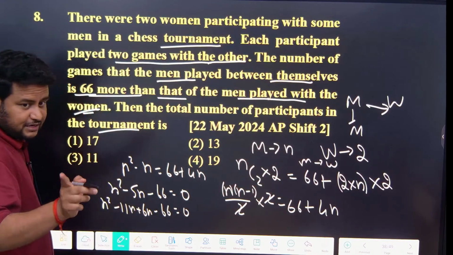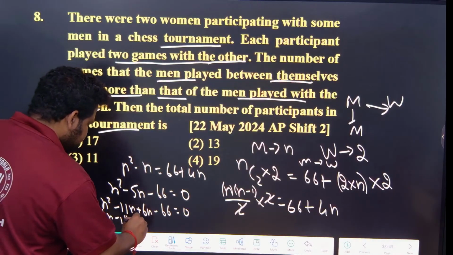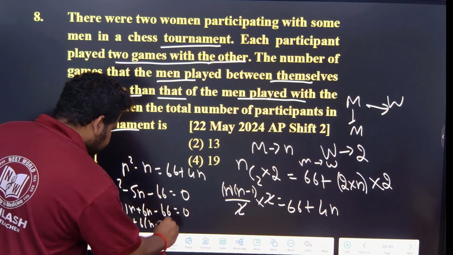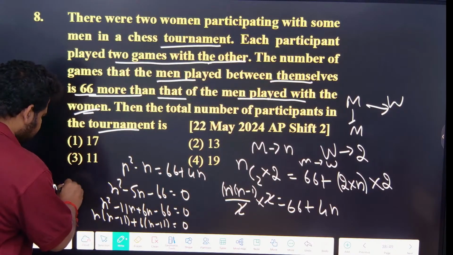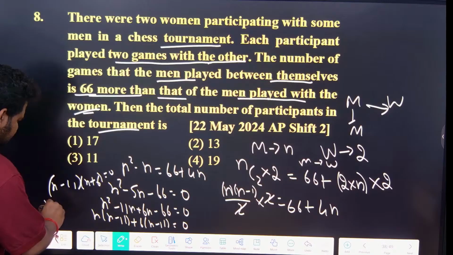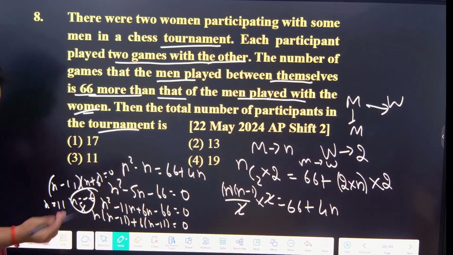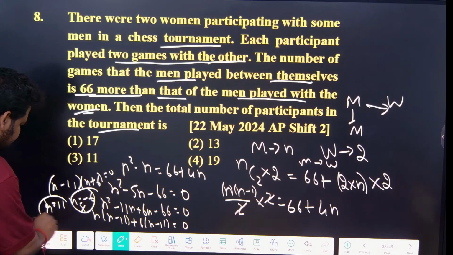Here the number of people cannot be negative. So n into (n minus 11) plus 6 into (n minus 11) equals 0. So (n minus 11)(n plus 6) equals 0. n equals 11 or n equals minus 6. I cannot take this because the number of people cannot be negative. n equals 11 is the value I should take.